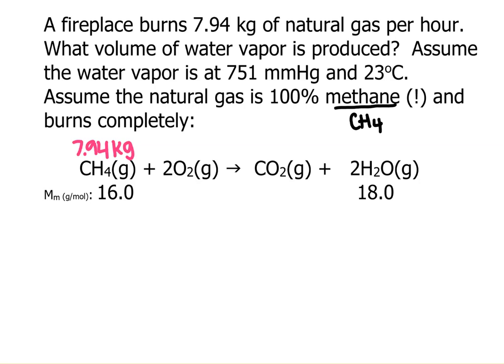And then I want the volume of water produced. So you notice that the water is gaseous, so this is water vapor. And I want the volume of it, which is probably in liters. But I know I can get to the amount of water vapor using stoichiometry, because I can go between any reactant and any product using the coefficients.